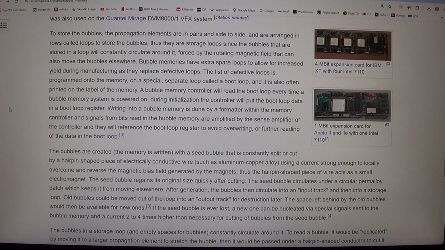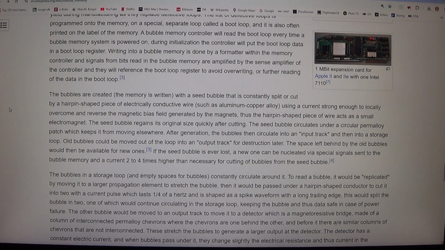Writing into a bubble memory is done by a formatter within the memory controller, and signals from bits read in the bubble memory are amplified by the sense amplifier of the controller, and they will reference the boot loop register to avoid overwriting or further reading of the data in the boot loop.